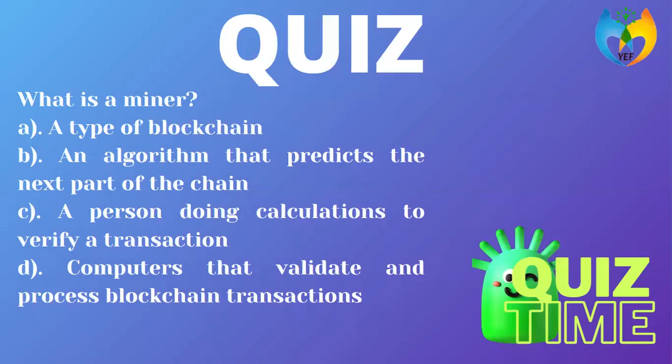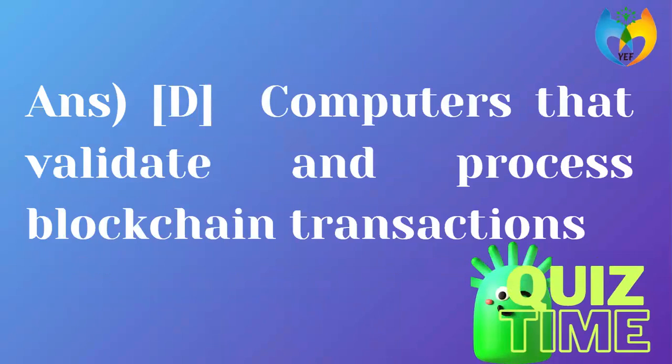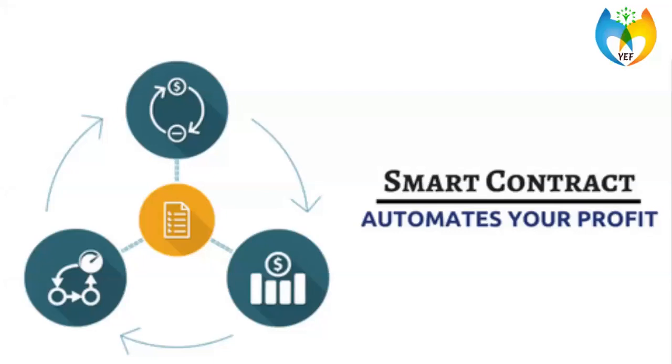So the next question for you is, what is a miner? Is it a type of blockchain, or an algorithm that predicts the next part of the chain, or a person doing calculations to verify a transaction, or computers that validate and process blockchain transactions? So I'm getting responses as D. One person has given B, and the right answer is D, computers that validate and process blockchain transactions. So most of you have got it right. Good job. Now I'll ask Katyani to take over.